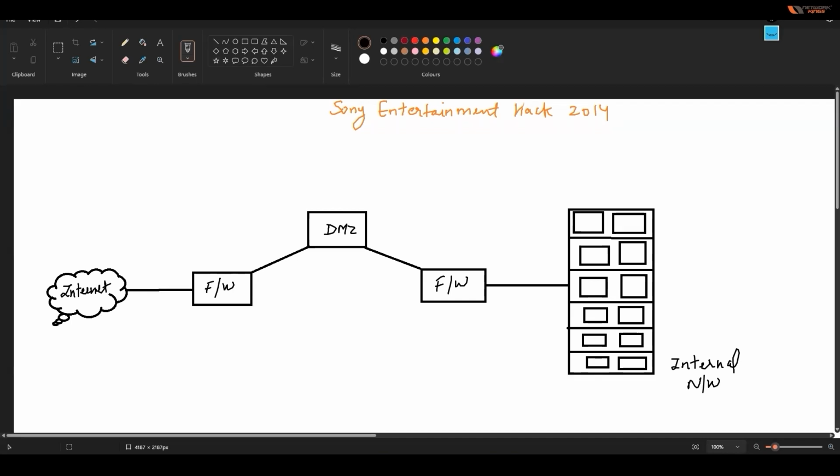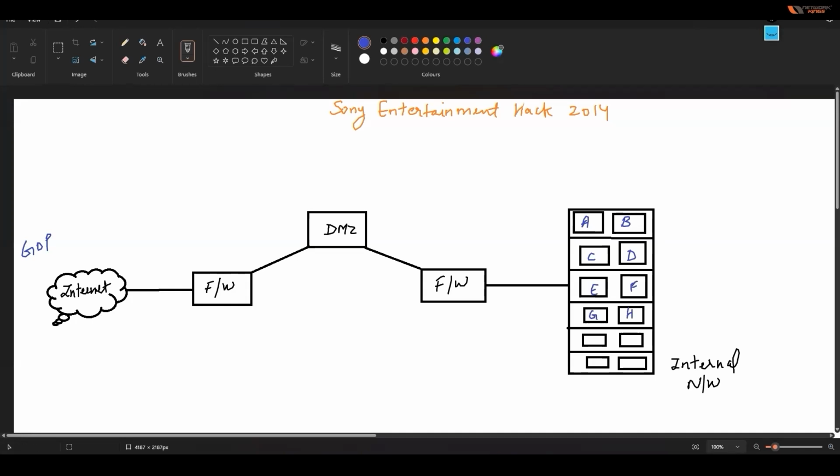Let's see. So you might have known that the attacker is GOP, Guardian of Peace, and they are sitting over the internet. Now, this is a very standard architecture. We have two firewalls, we have one DMZ. What is a DMZ? Demilitarized zone. Okay. What is the purpose of a DMZ?